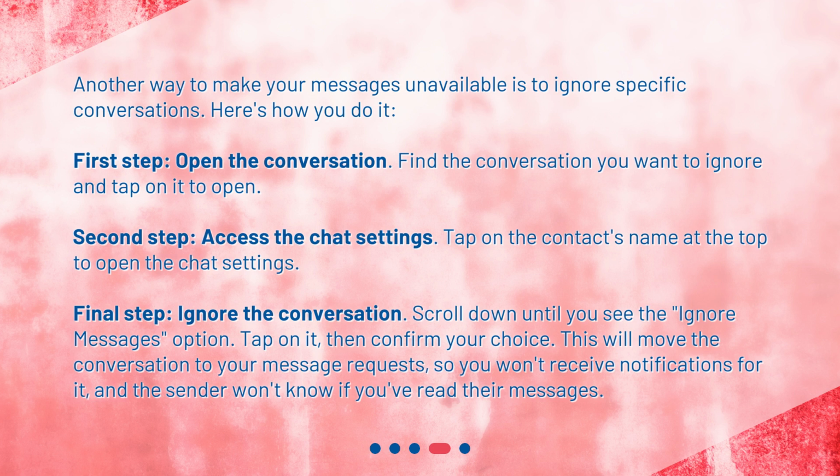Final step, ignore the conversation. Scroll down until you see the Ignore Messages option. Tap on it, then confirm your choice. This will move the conversation to your message requests, so you won't receive notifications for it, and the sender won't know if you've read their messages.